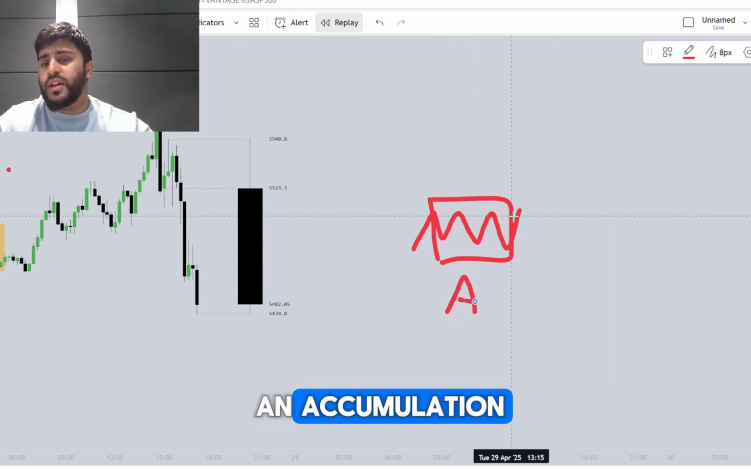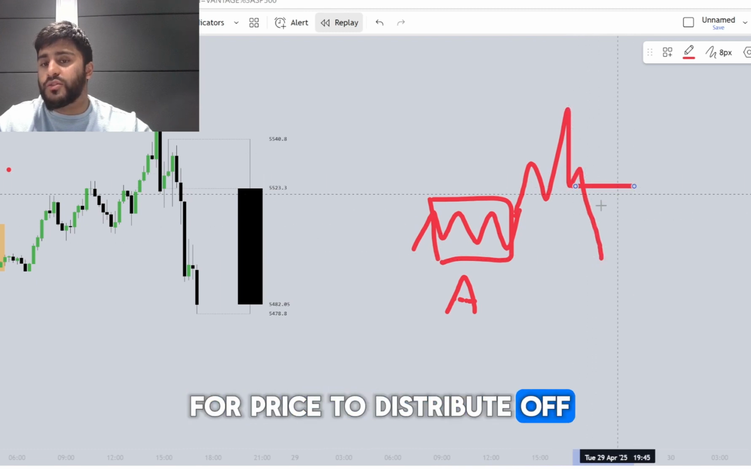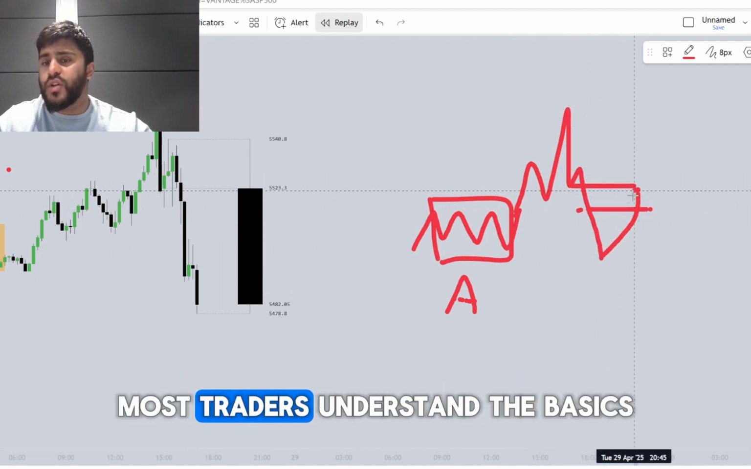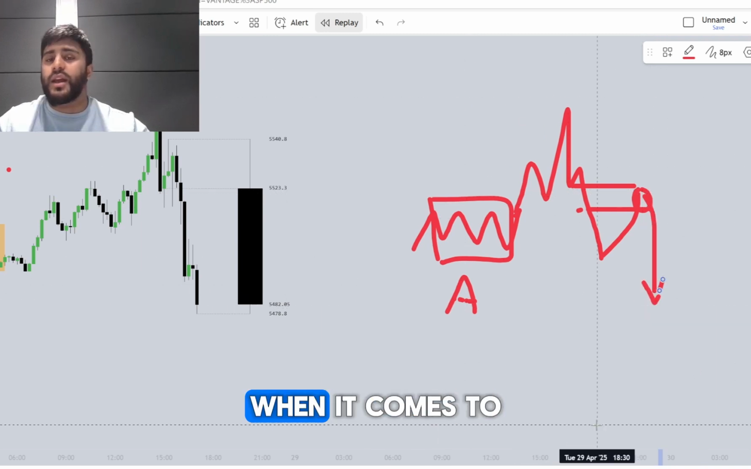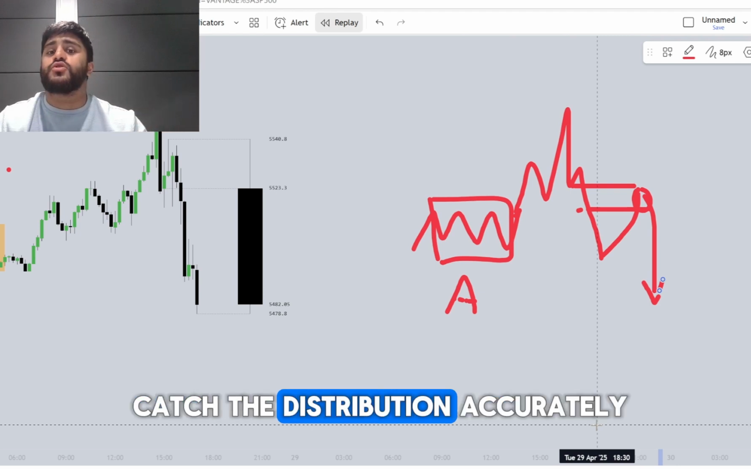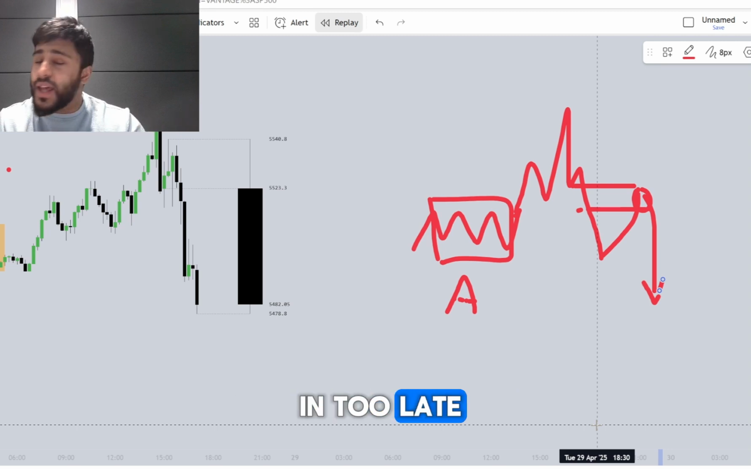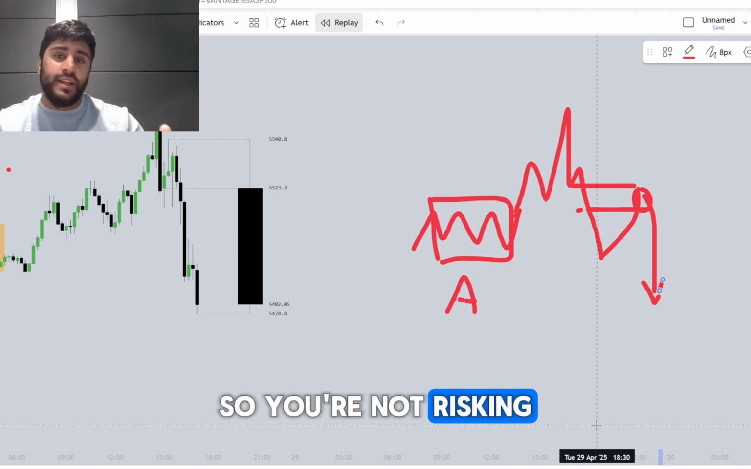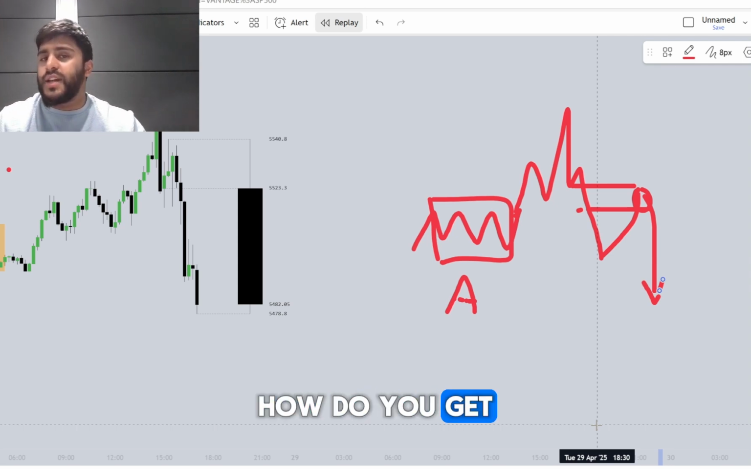Now, once you have an accumulation, you're looking for price to manipulate, and then you're looking for price to distribute off some kind of fair value gap. Most traders understand the basics. But traders often get things mixed up when it comes to knowing what is the manipulation and how do you catch the distribution accurately, so you don't enter too early, so you don't FOMO in too late, so you're not risking too much perhaps. How do you get your stop loss correct? How do you get your entries correct?